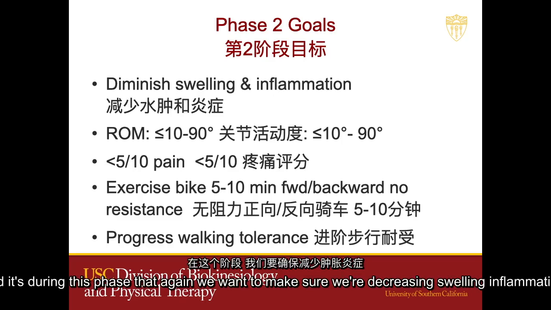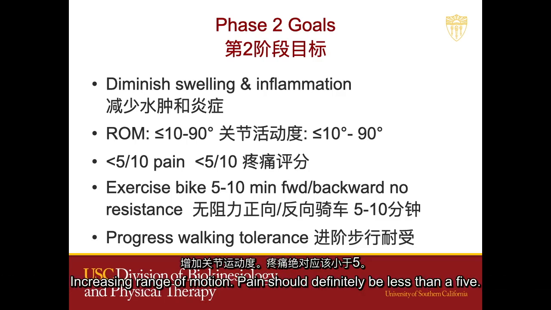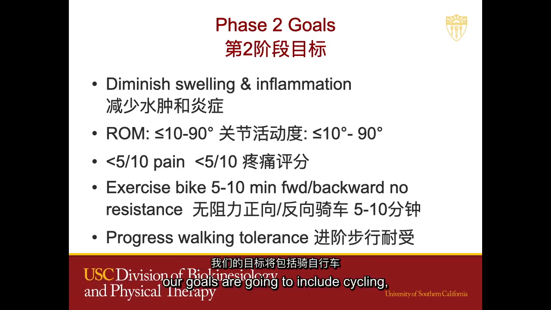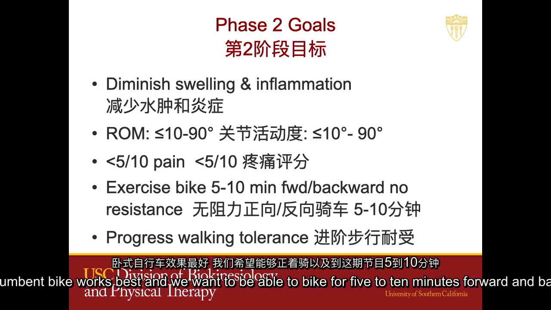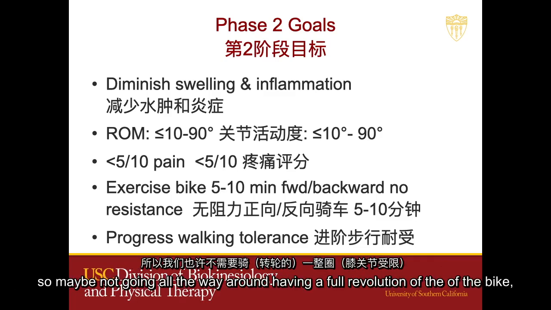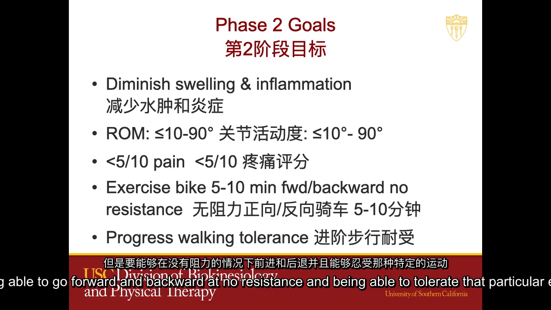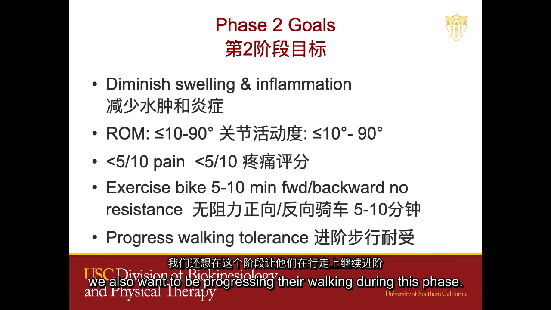And it's during this phase that, again, we want to make sure we're decreasing swelling, inflammation, increasing range of motion. Pain should definitely be less than a 5. Also, our goals are going to include cycling, so a recumbent bike works best, and we want to be able to bike for 5 to 10 minutes forward and backward. So maybe not going all the way around, having a full revolution of the bike, but being able to go forward and backward at no resistance and being able to tolerate that particular exercise. We also want to be progressing their walking during this phase.